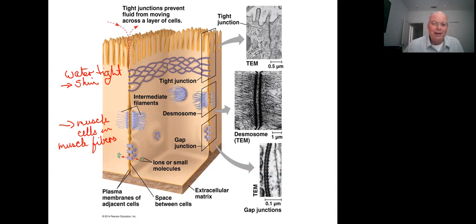The final connection is what is called a gap junction, or communicating junction. And this allows chemicals to pass from one animal cell to the next in much the same fashion as chemicals pass from one plant cell to the next via the plasmodesmata. So these are communicating junctions or connections between animal cells that work pretty much the same as plasmodesmata in animals.